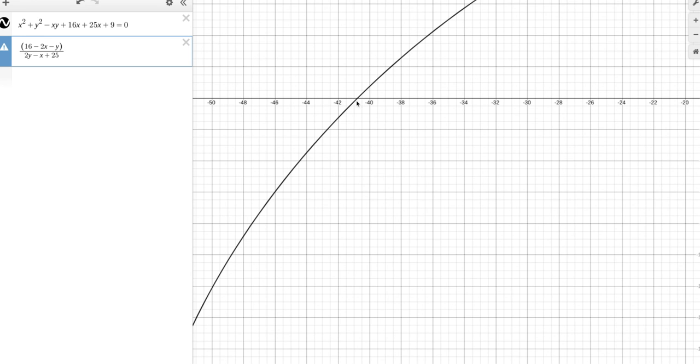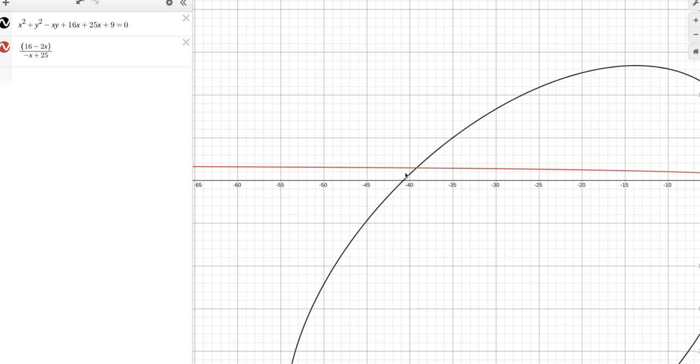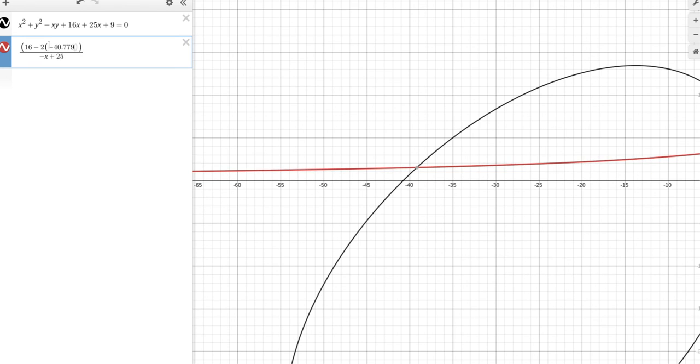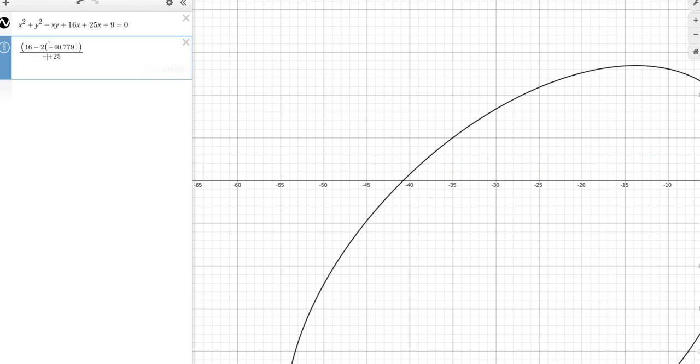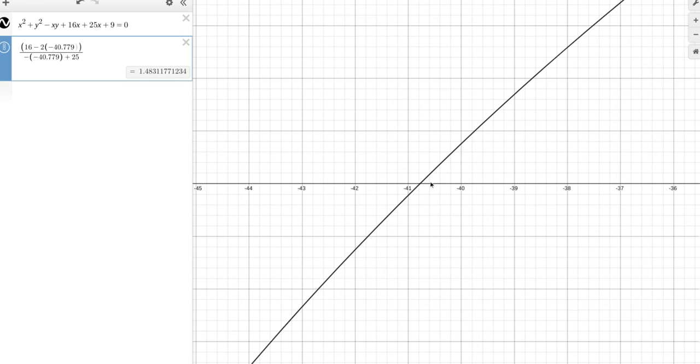Now let's start plugging in values. Y is going to be equal to 0. And now we can replace x with negative 40.779. This should be a good approximation. There we go. And that's saying our derivative at this point is around 1.5.